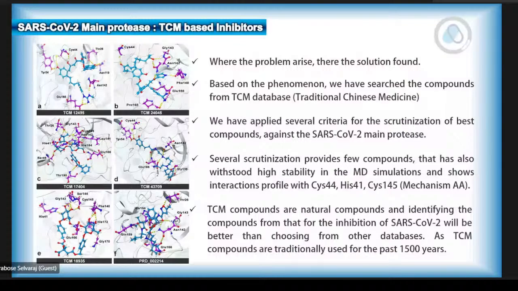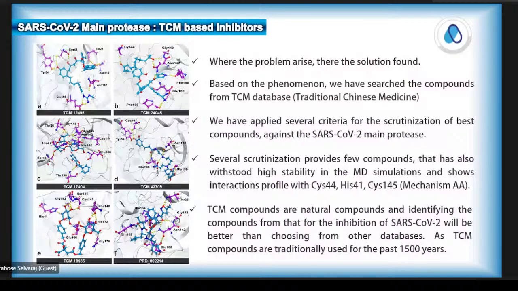We used one interaction profile for polypeptide cleaving: cysteine 44, histidine 41, cysteine 145. These are the main amino acids that have to interact. If a molecule binds with cysteine 44, histidine 41, and cysteine 145, then the polypeptide cleaving mechanism will not occur. That is the reason we look for a molecule which binds readily with these amino acids.